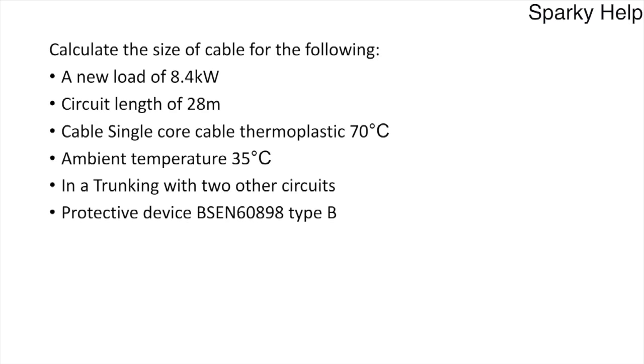The protective device we're going to put on is a BS EN 60898 type B, so that's a circuit breaker. So we need to size the circuit and everything to do with this particular circuit here. First thing we need to do is calculate IB. That's straightforward: power divided by volts. So that's 8,400 divided by 230, we get 36.52 amps. So that there is our IB.